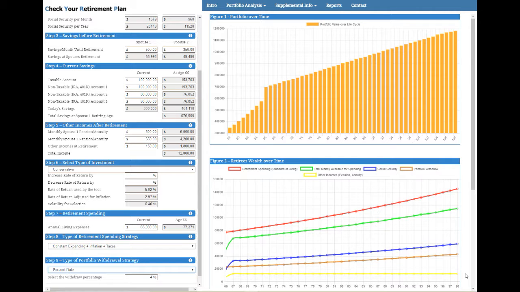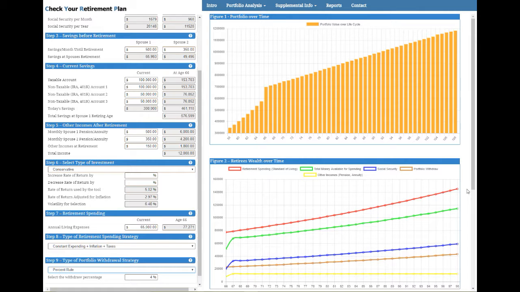Portfolio analysis, Figure 1, shows that the strategy of a 4% withdrawal is very good. The portfolio keeps increasing to a value of $1.2 million by the age 103. However, Figure 2 shows that the total money available for spending, which is the green line, is below the red line, retirement spending. So, either less money should be spent or more money should be withdrawn in order to maintain the standard of living.